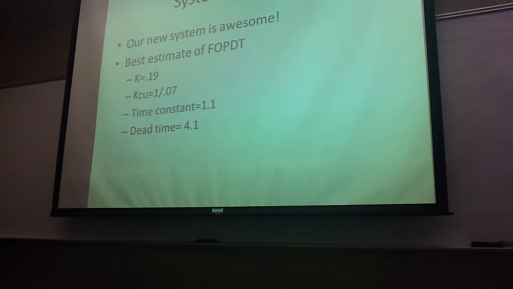Some system conclusions. Our new system is amazing. It's a lot less bogged down. And the best estimate of our FOPDT is: our gain is about 0.19, our KCU is 1 over 0.07, our time constant is 1.1, and a dead time of 4.1.